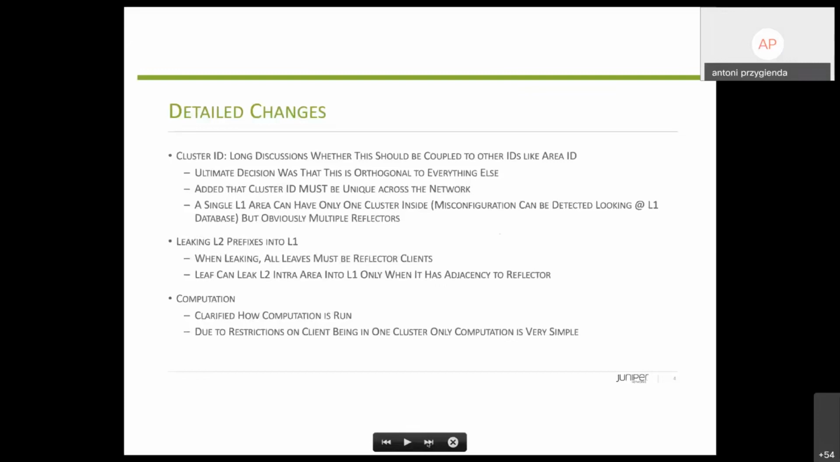So the computation is now really, really simple. You basically have a two hop computation. And then, if you decide, and that is still allowed, again with no practical deployment consideration, the clients can build straight L2 adjacencies between them, and the computation can take that into account.